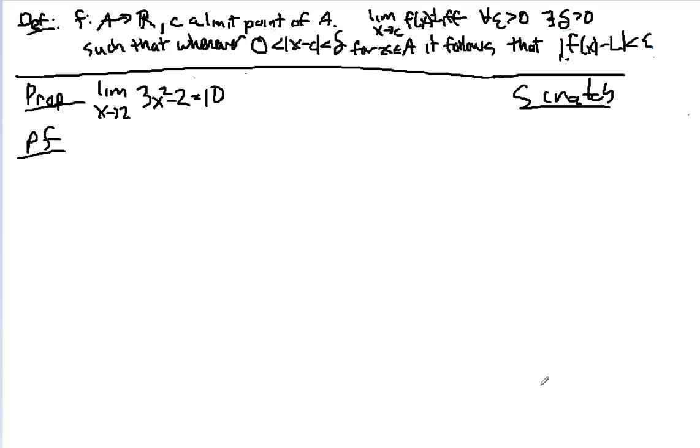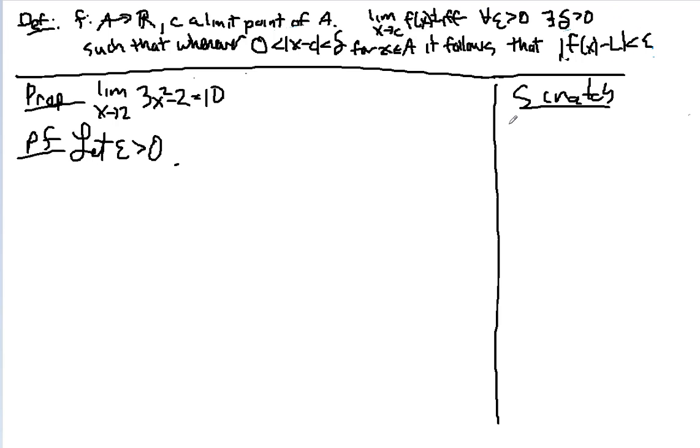Here's a second example, slightly harder, where I'm going to prove that the limit as x approaches 2 of 3x squared minus 2 is equal to 10. And remember, the first line of the proof is almost always the same. Let epsilon be bigger than 0, because I need to prove it for all epsilon, so let's just fix one. I get to pick my delta to be helpful to me, and I need that this is true.